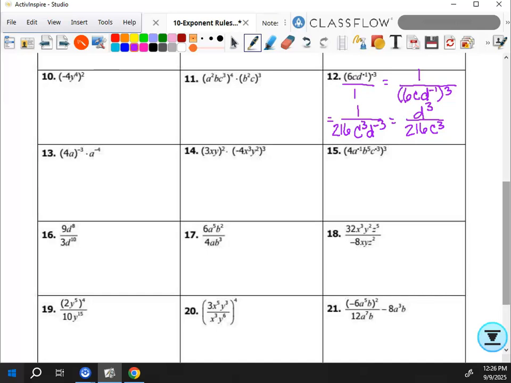Okay, so on 14, before I can actually combine these two things together, I need to go ahead. These out here are not negative exponents. I don't care about what's going on the inside, so I'm not putting anything underneath right now. But I can distribute this squared. So this gives me 3 squared, which is 9, times x squared times y squared.